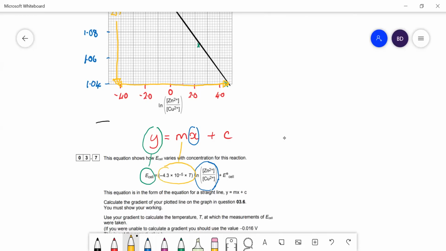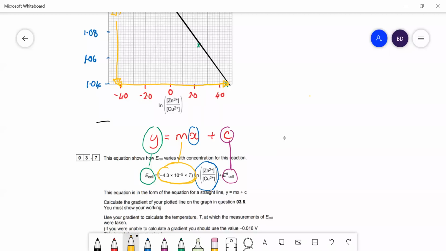And C is going to be the standard value of the electrode potential. Okay, up there. Right, now, it says calculate the gradient of the plotted line and use the gradient to calculate T. Well, how are we going to do that? We'll look here, this yellow box here.